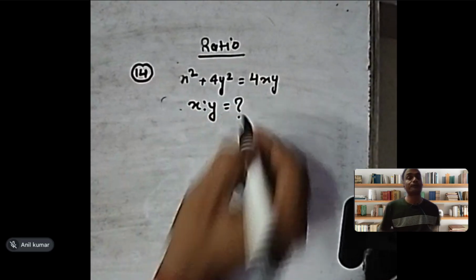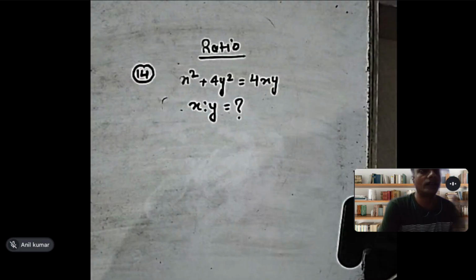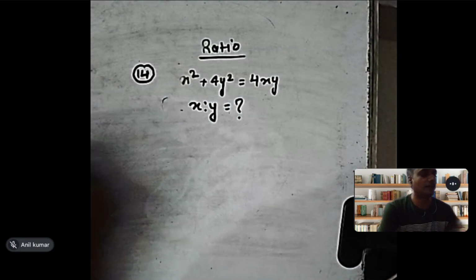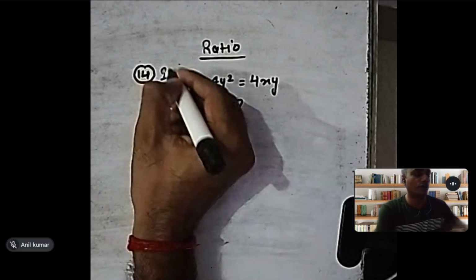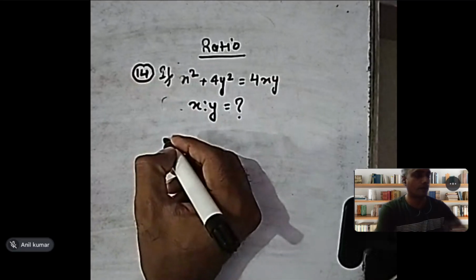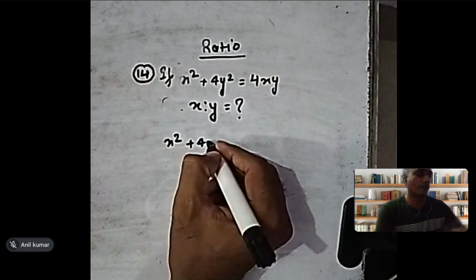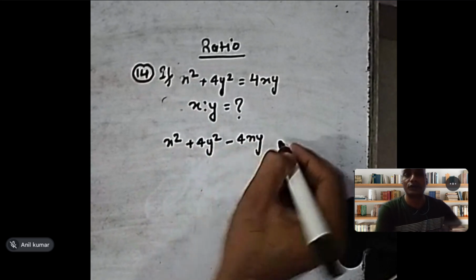ओके. सो हमें यहाँ पे कोई क्रॉस मल्टीप्लाई भी नहीं दिख रहा है, कुछ भी नहीं दिख रहा है ना. बट एक चीज तो है कि अगर हम गिवन टर्म्स को सिंप्लीफाई कर सकते हैं. हाँ, तो आगे x स्क्वायर प्लस 4y स्क्वायर माइनस 4xy कर सकते हैं हम, इक्वल्स टू 0 हो गया.